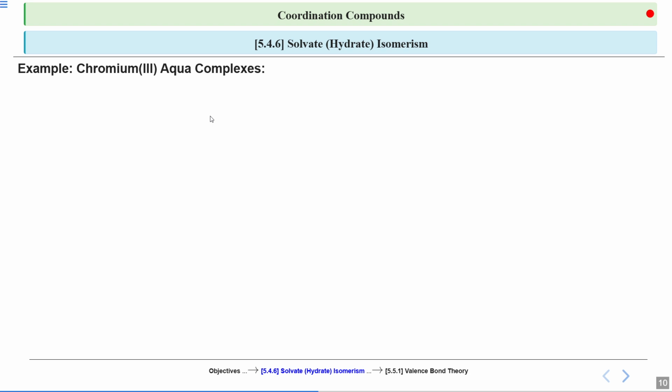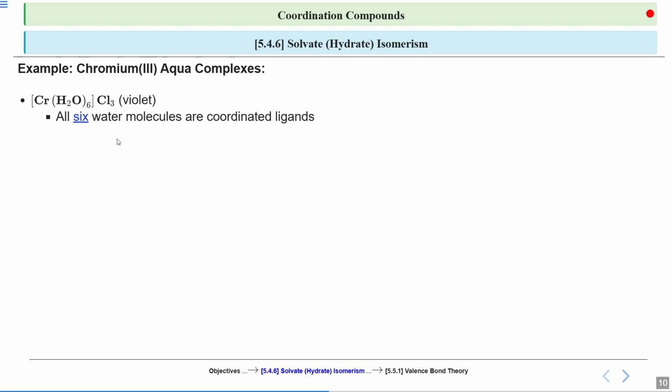Let's understand this concept by using an example. Let's take chromium plus 3 aqua complexes. So this is the chromium plus 3 aqua complex, hexaaqua basically. So [Cr(H2O)6]Cl3, which is violet in color. You can observe that all the 6 water molecules are coordinated ligands here, right? The ligands present in this complex are water molecules, which are 6 in number.